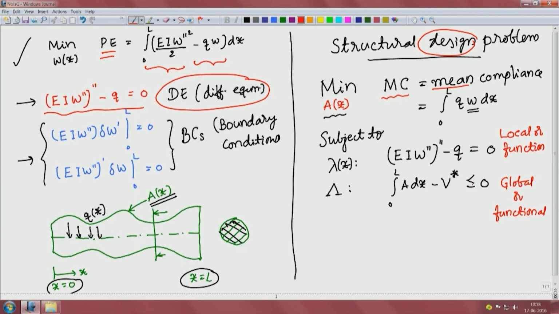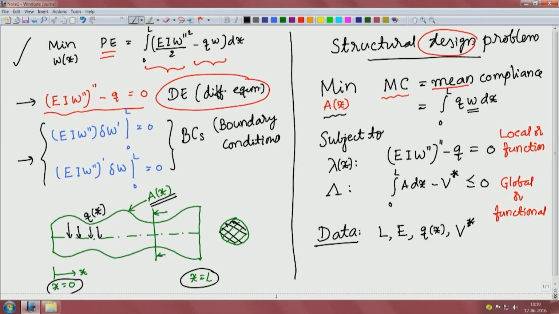Okay. This is an equality, this is an inequality, that is okay. We know how to deal with that using complementarity condition for the inequality. But let us understand the problem: we have a governing equation that is a local or a function type constraint. We have a resource constraint, which is a global or a functional type constraint. Let us also clearly write what is known to us, data. So, first of all, length of the beam is given to us, Young's modulus of the beam is given to us, and the loading Q of x is given to us, and the volume V star is given to us.